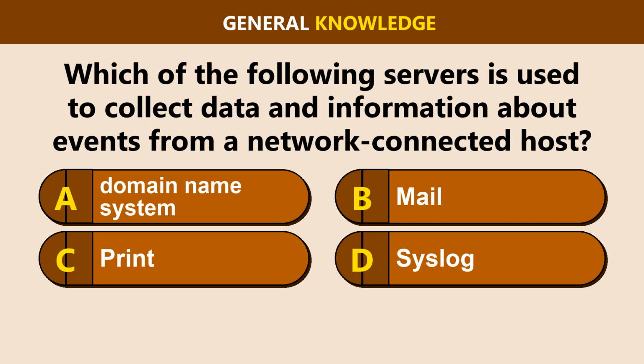Question 75. Which of the following servers is used to collect data and information about events from a network-connected host? Option A, domain name system. Option B, mail. Option C, print. Option D, syslog. The correct answer is option D, syslog.